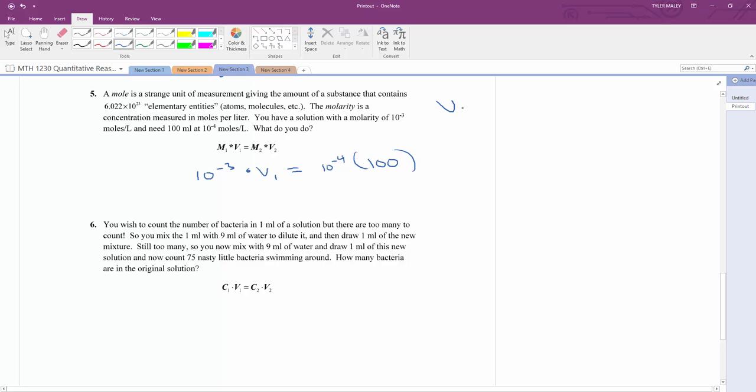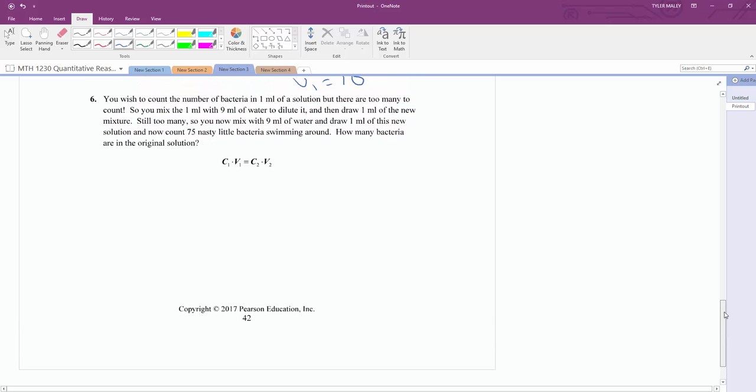So volume 1 is going to be in milliliters, because this volume is in milliliters. If I solve this, I would need to divide both sides by 10 to the negative third. So V1 would be equal to 10 to the negative fourth times 100, divided by 10 to the negative third. And in doing so, you should get 10. So V1 would be 10 milliliters.